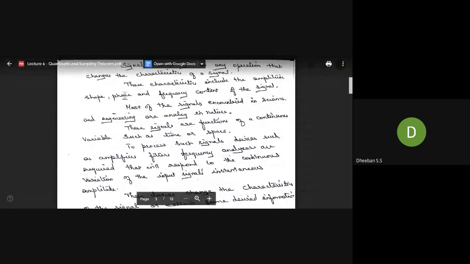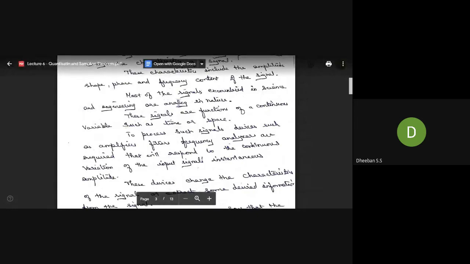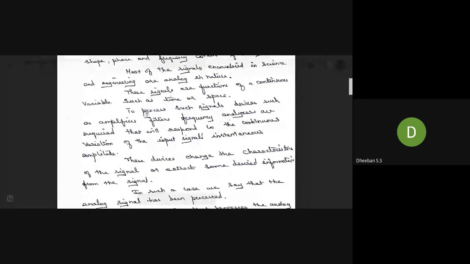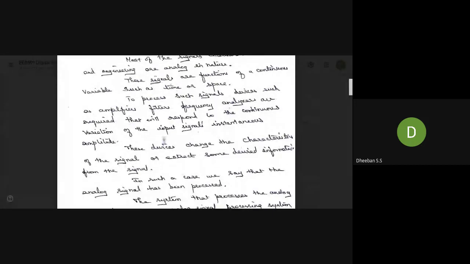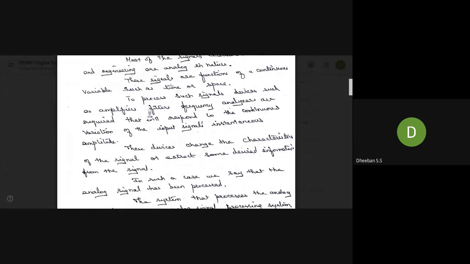So this is the theoretical part, and that's what they're saying. Most of the signals are analog in nature, so they are continuous with respect to time and space. For processing, you need some filters. Those filters will be working on your digital signal.